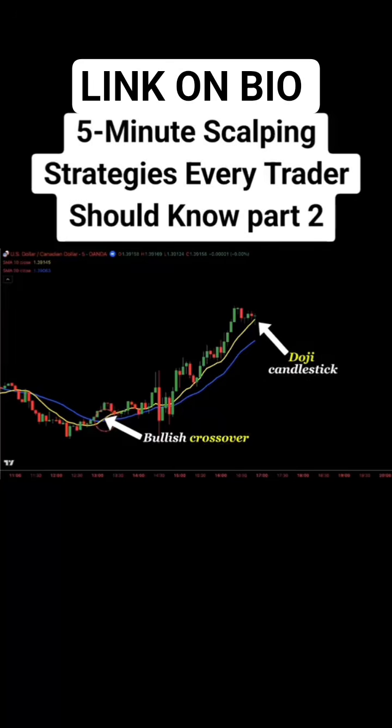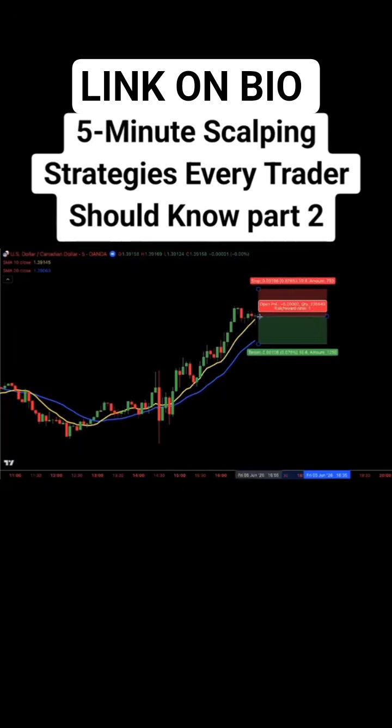However, we never enter a trade based on the crossover alone. Now that all the conditions of the strategy are met, let's take the trade. Place your buy entry at the close of the doji candle, set your stop loss below the pattern, and stay in the trade until price closes below the 10 simple moving average, which is our exit signal. Now, look at what happens next.